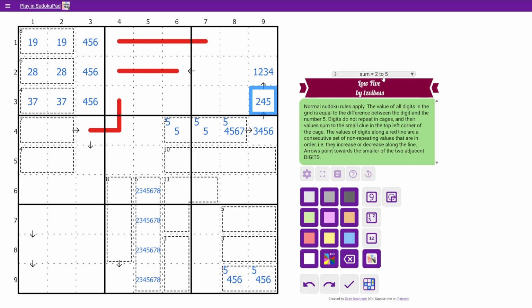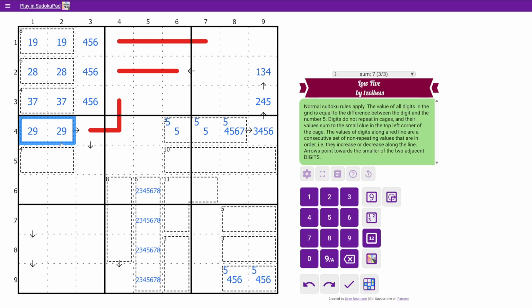This is not a 3. This is not a 2. Alright, what about this then? We're not going to get a 5, 6, or 7. So this has to be a 4, 3. So it's either a 2, 9 or a 1, 8.